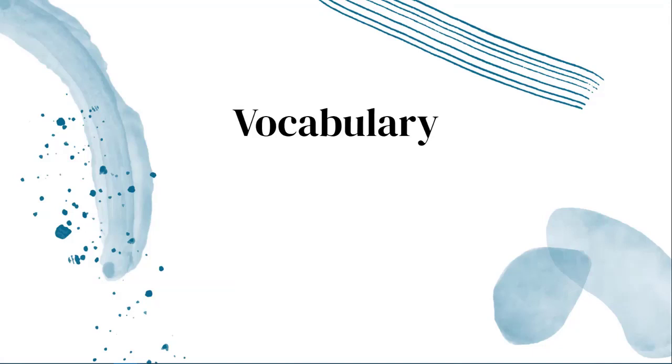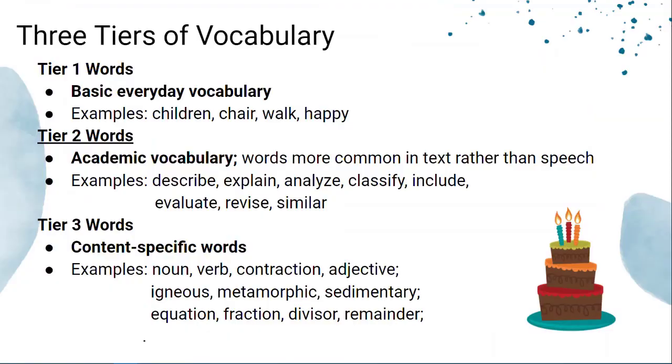Next is vocabulary. There was a session done earlier on vocabulary as a pillar in itself, but of course, vocabulary is connected to comprehension. There are three tiers of vocabulary. You can see there the tier one words. These are the basic everyday vocabulary words. A lot of these words our ELL learners still have to learn, and some of our other learners are still learning some basic words as well. Things like children, chair, walk, happy.